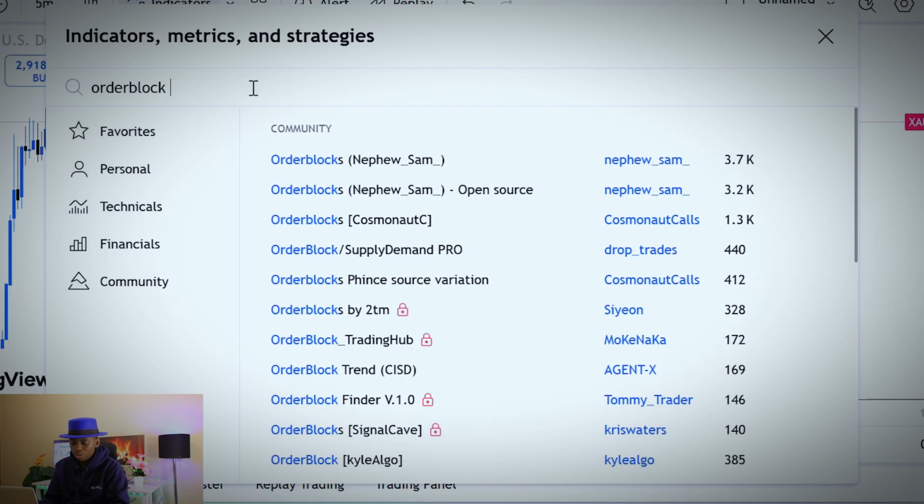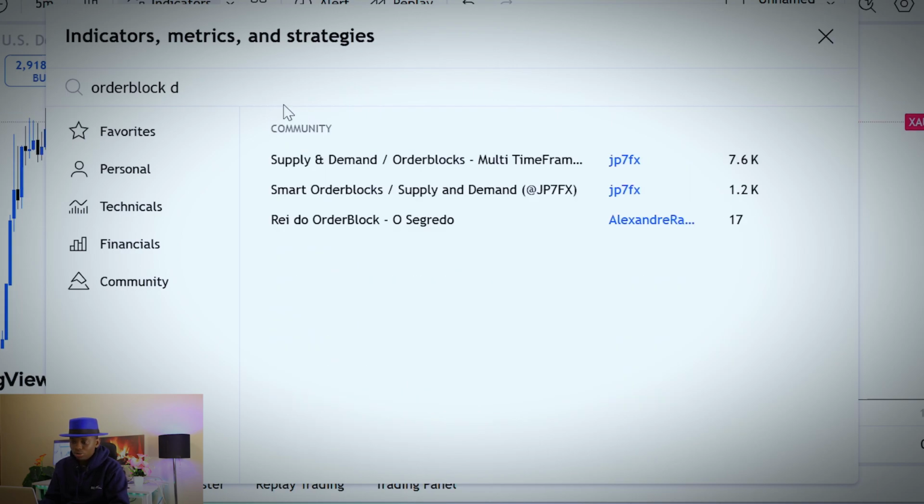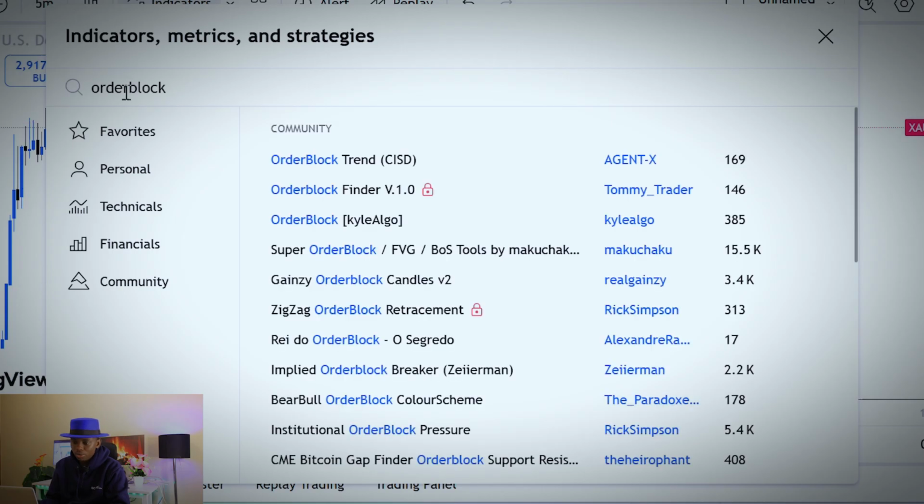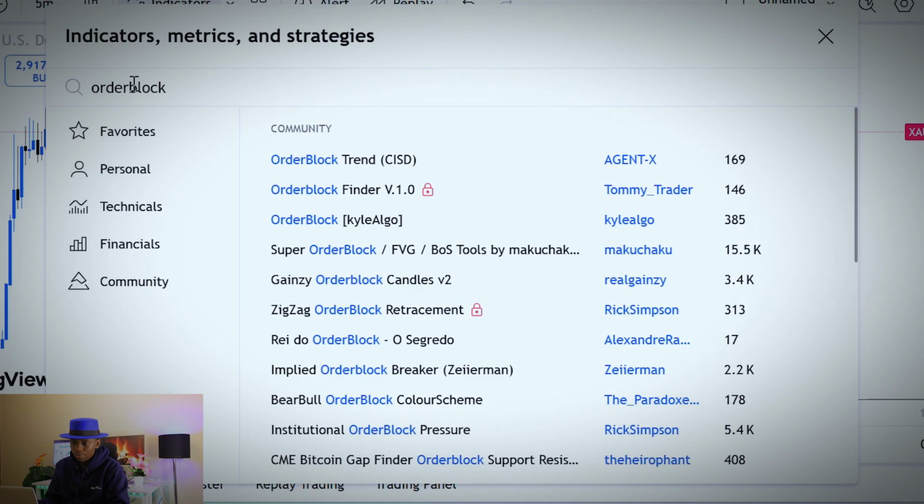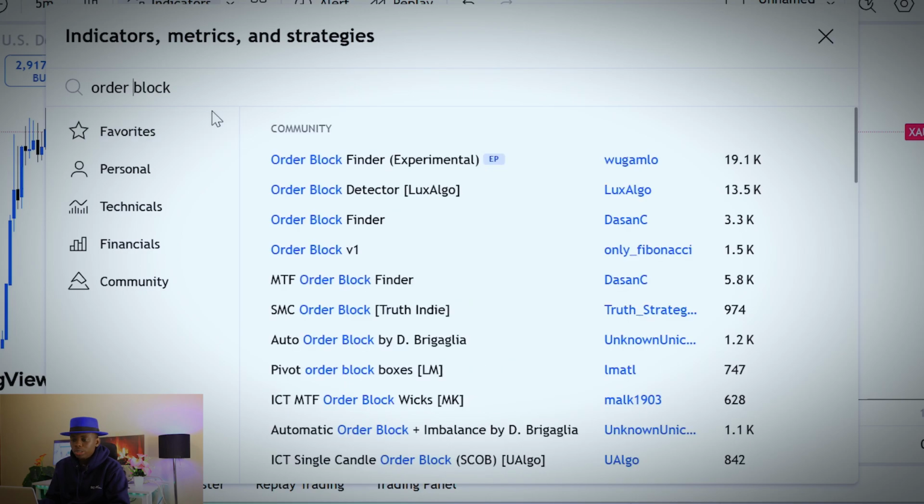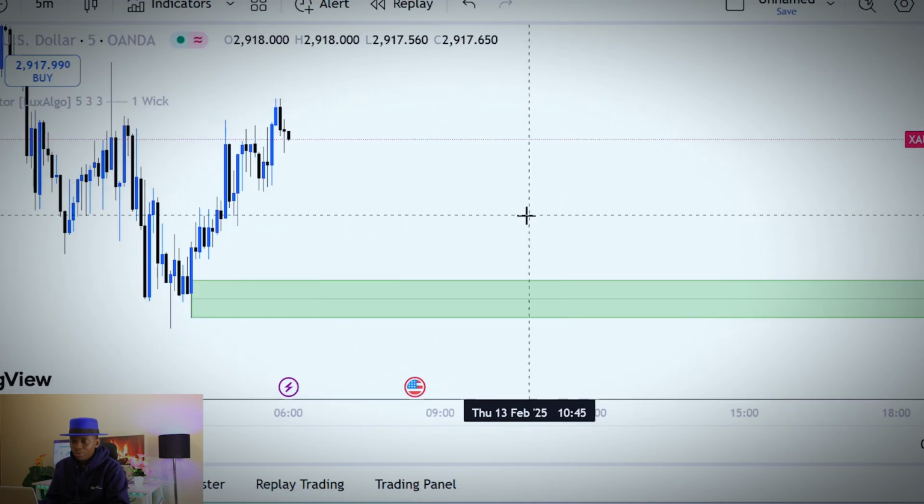Order block detector by Lux Algo. This one. All right, by Lux Algo. You put it like that, and it will set for you anywhere where we have order blocks.